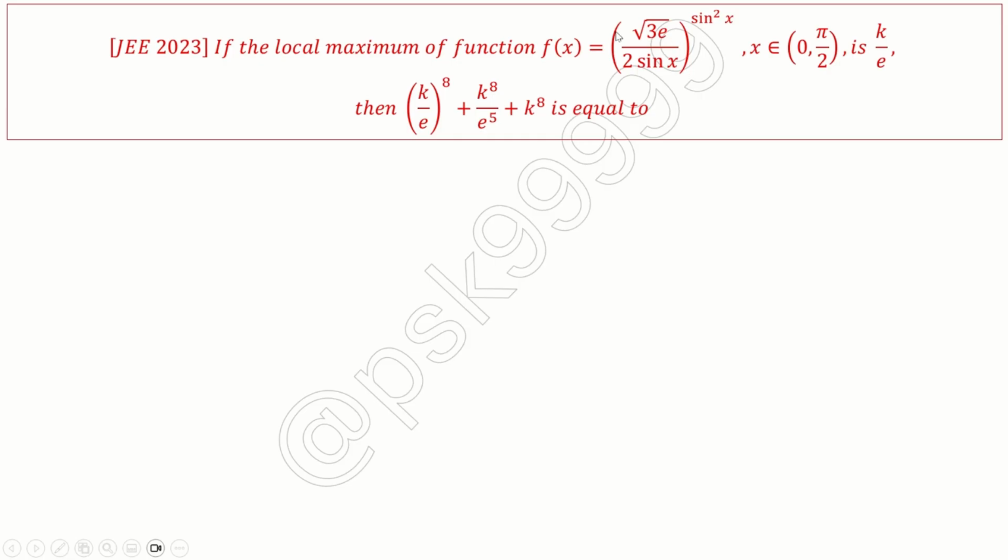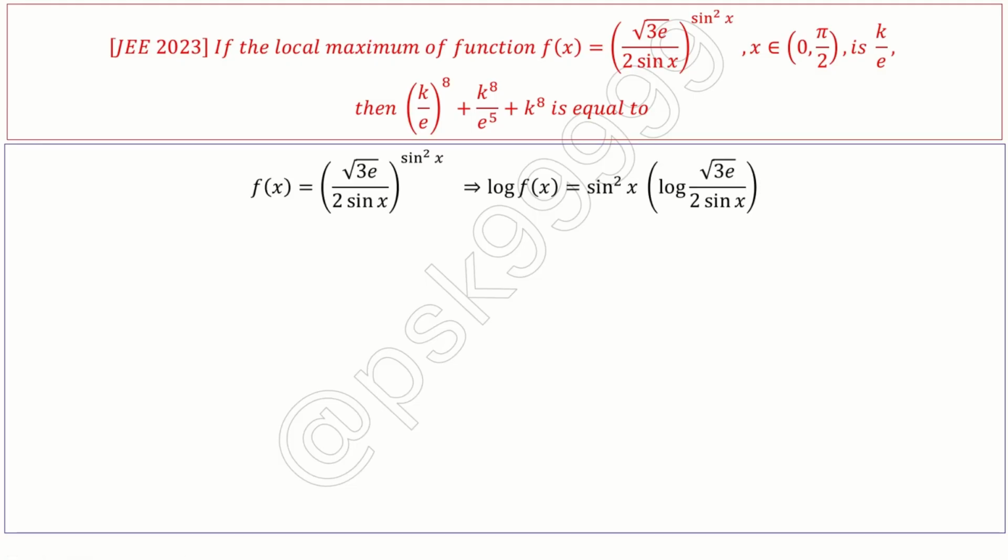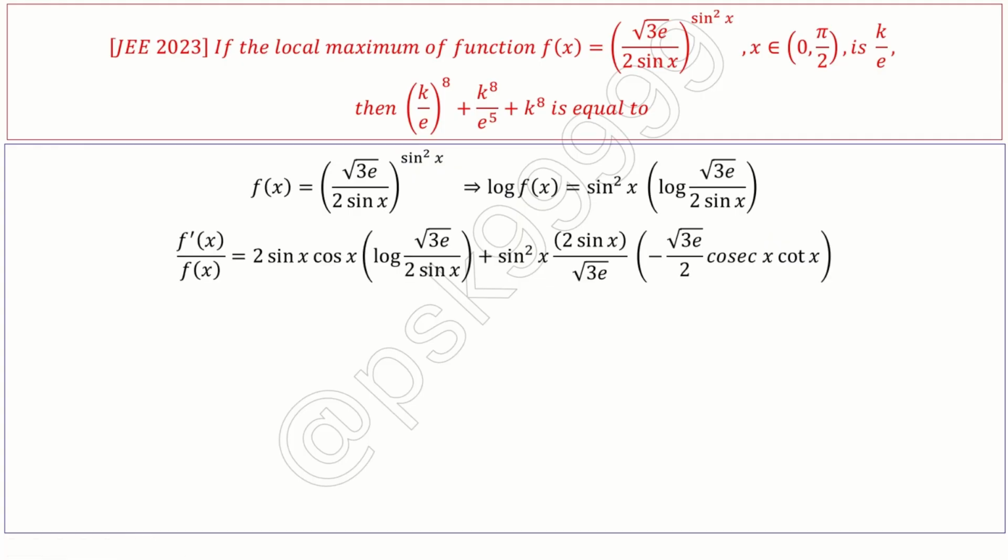Whenever you see f of x to the power of g of x, how do you do differentiation? By taking log, correct? So you need to take log here also. F of x is this, so log of f of x is sin square x into log of square root of 3e divided by 2 sin x.